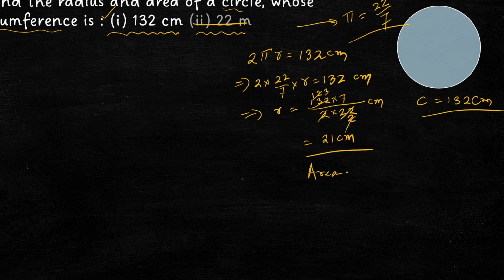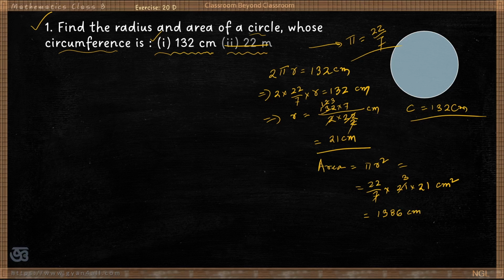So the area of the circle is equal to pi r square, that is equal to 22 divided by 7 multiplied by 21 into 21 centimeter square. 21 centimeter multiplied by 21 centimeter, that means r square. So this is equal to 7 3s are 21, and if you multiply you should get 1386 centimeter square, the area of the circle.